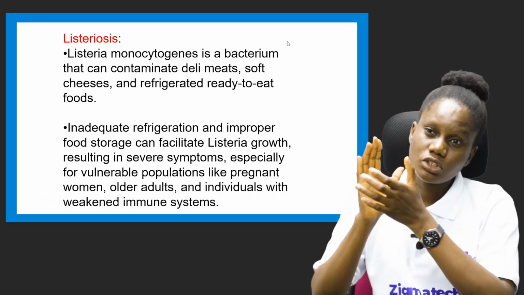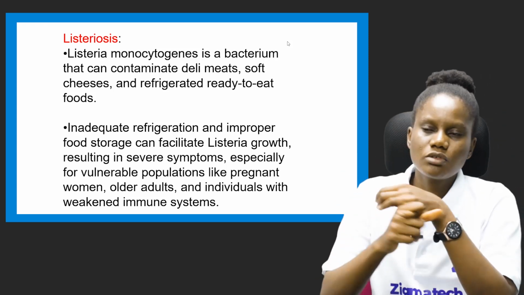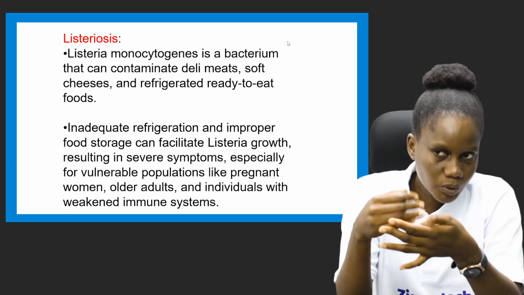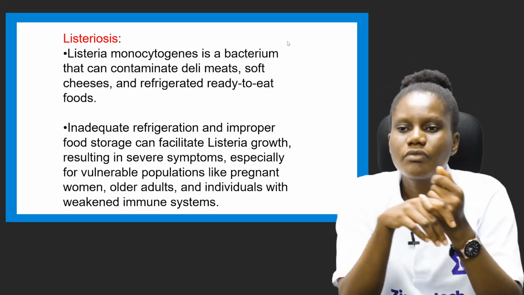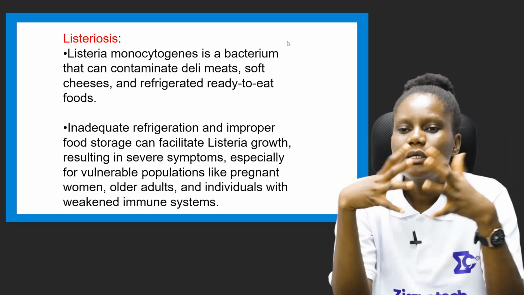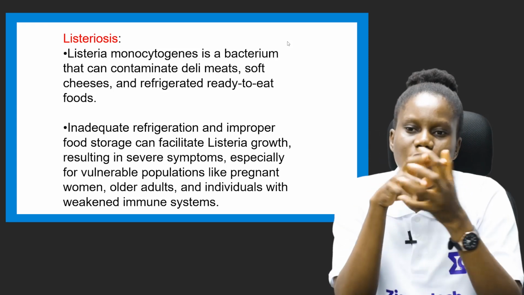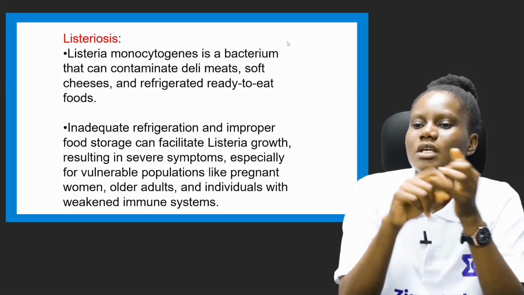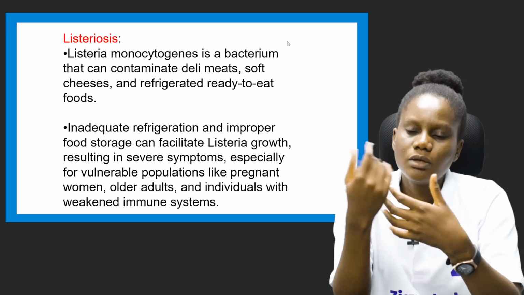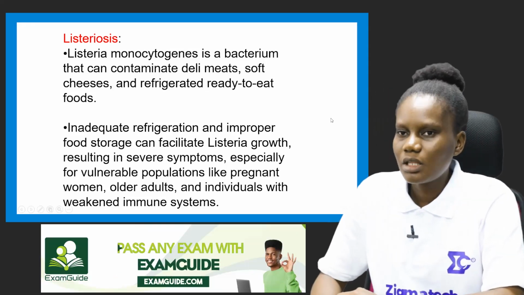The next is listeriosis. Listeria monocytogenes is a bacterium that can contaminate deli meat, the meat that has already been pre-cooked and processed, soft cheeses, and refrigerated ready-to-eat foods. Inadequate refrigeration and improper food storage can facilitate Listeria growth, resulting in severe symptoms, especially for vulnerable populations like pregnant women, older adults, and individuals with weakened immune systems.